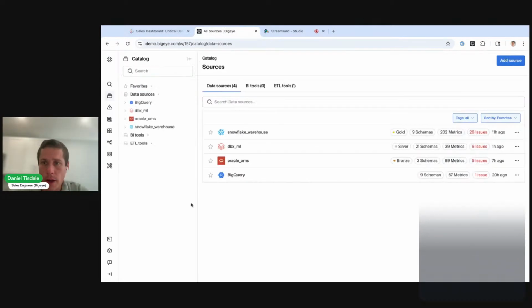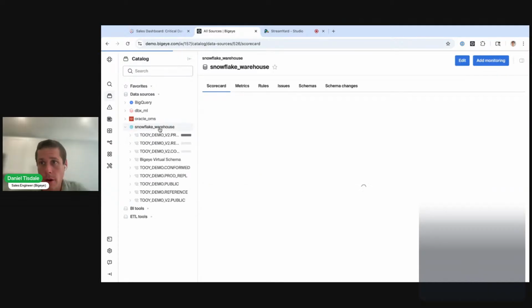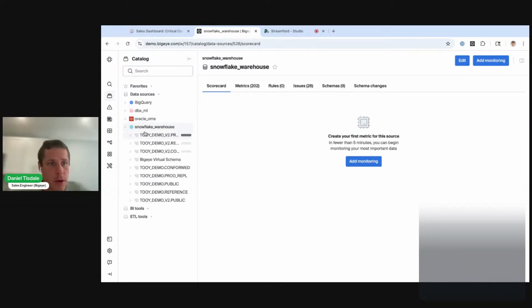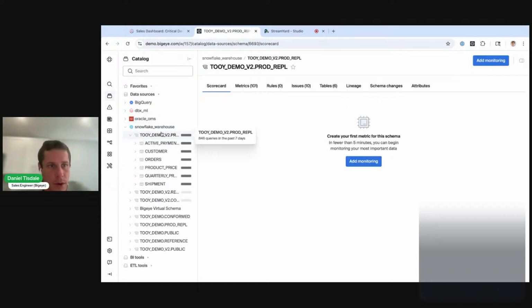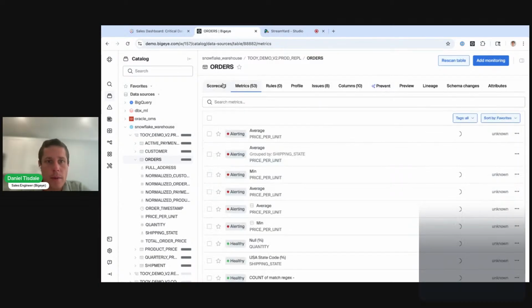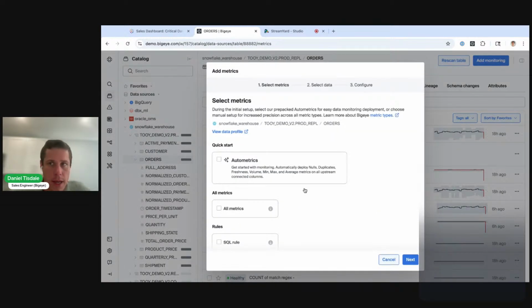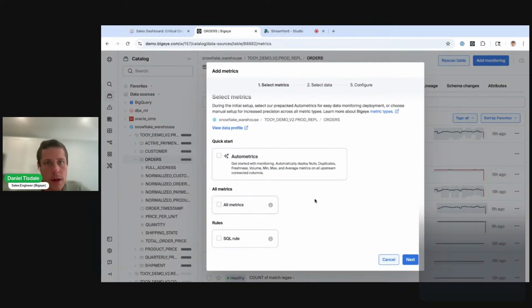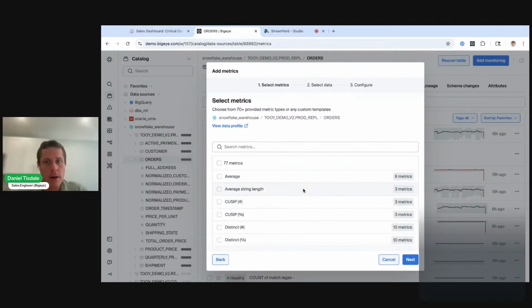One thing I wanted to touch on real quick is how we go and create one of these metrics. So I'm on the catalog here. This is going to show me all of the sources that I have connected. So I'm just going to drill into a specific table inside of our Snowflake warehouse. And from this section, I'm going to click on Add Monitoring, and this will take me through the process of actually building those metrics.